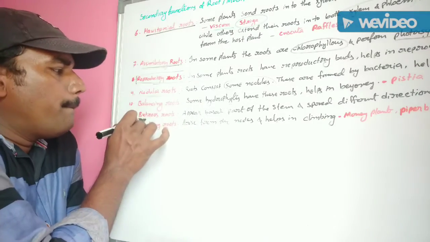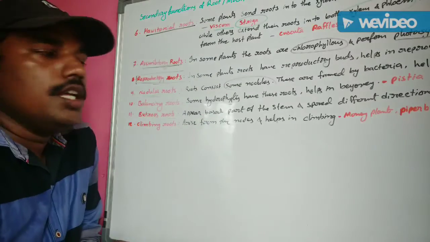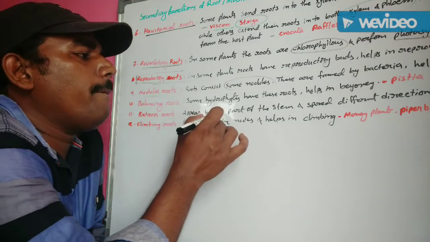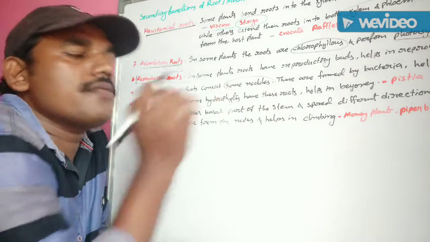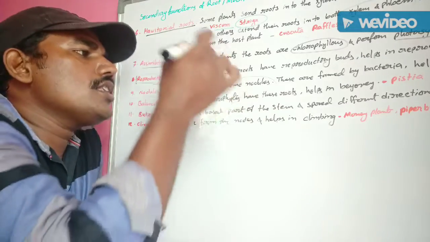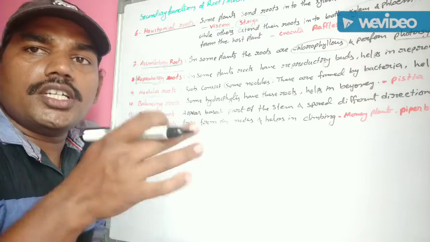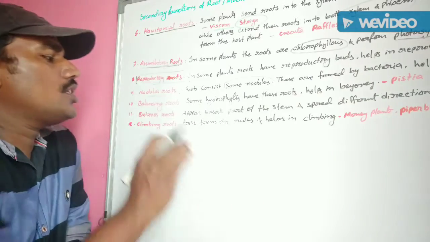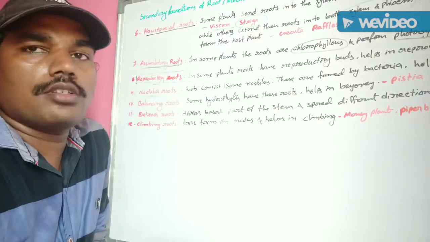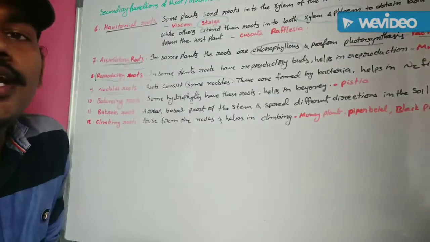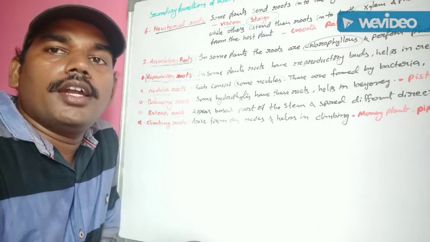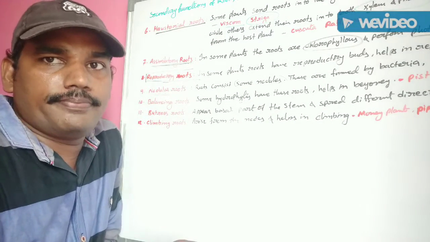Another type is buttress roots. These buttress roots appear at the basal part of the stem, and these roots spread in different directions in the soil. These roots are known as buttress roots. Best example is Terminalia catappa.